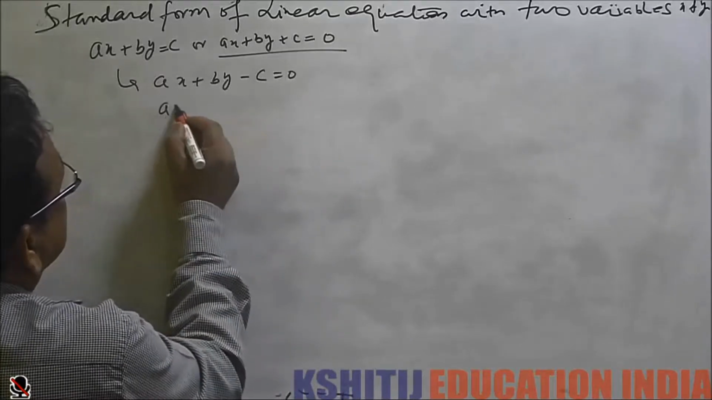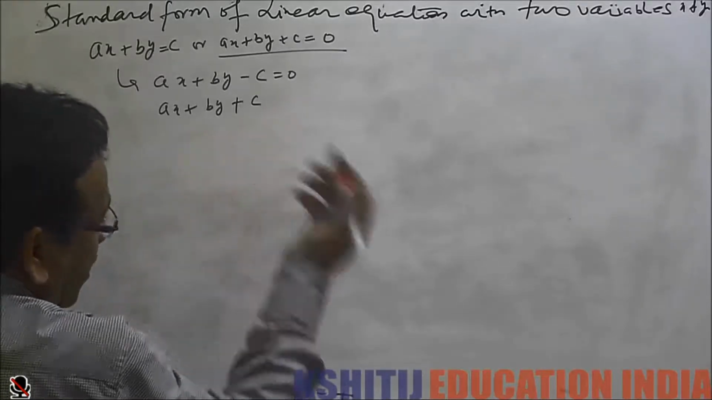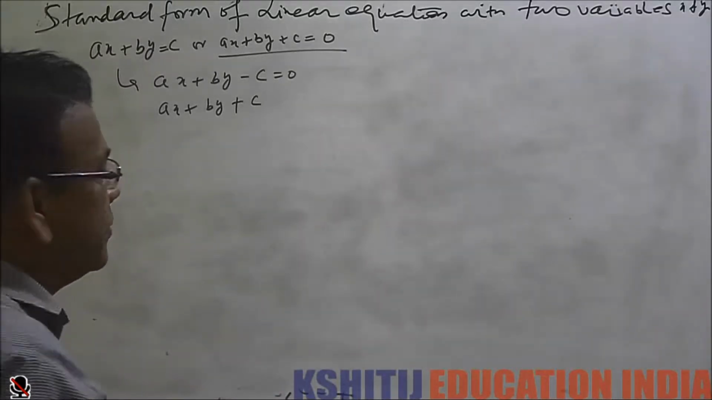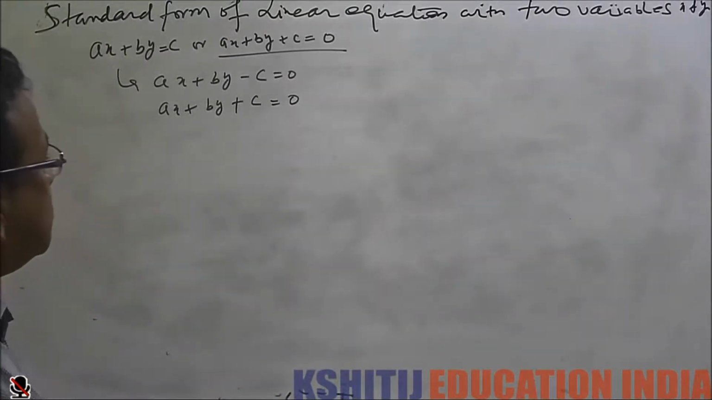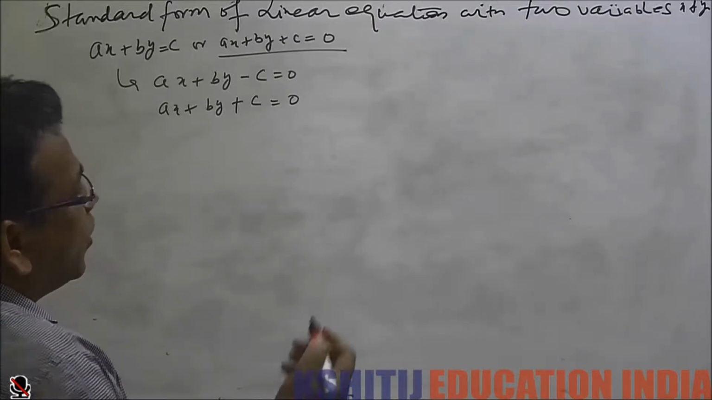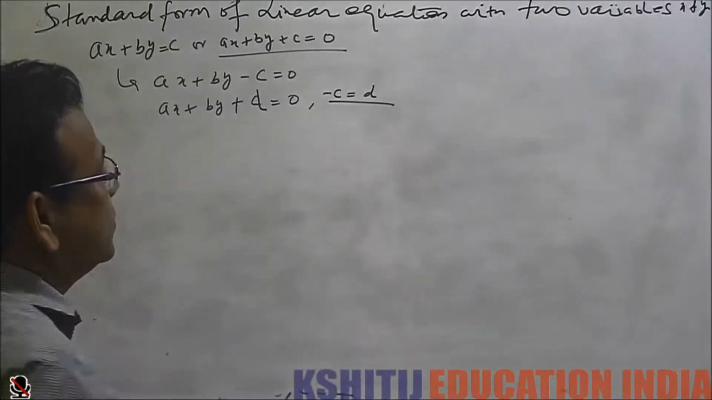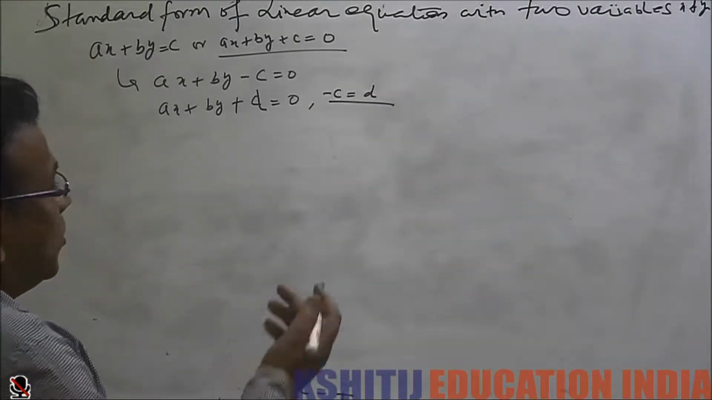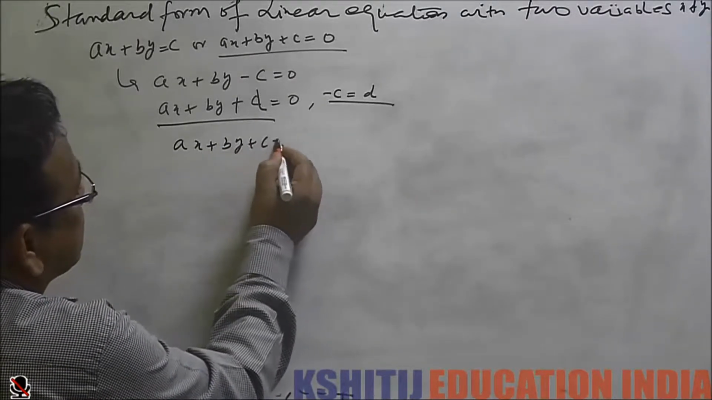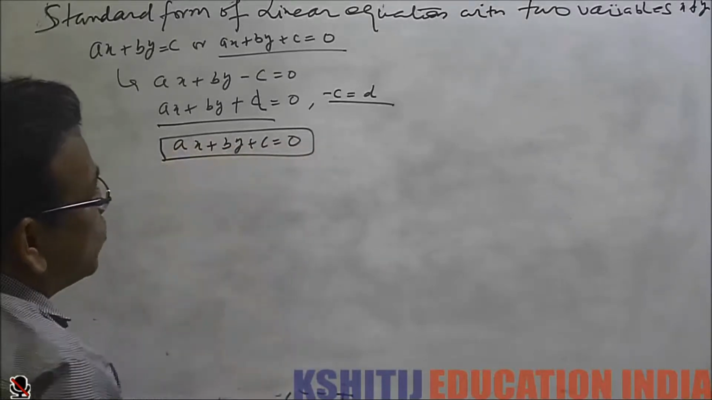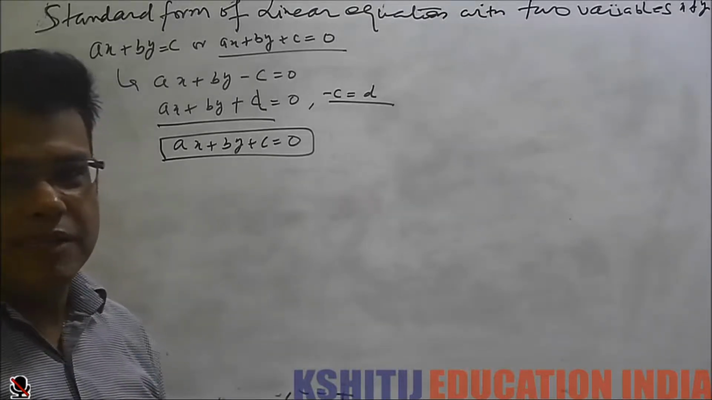So I have replaced this minus c again by c, some value. These are values only. Or you can say this is d. Here the minus c is nothing, it's your d. Fine. So basically, if I represent it once again, you may represent it as a standard form like this. This is one standard form: ax plus by plus c is equal to 0.